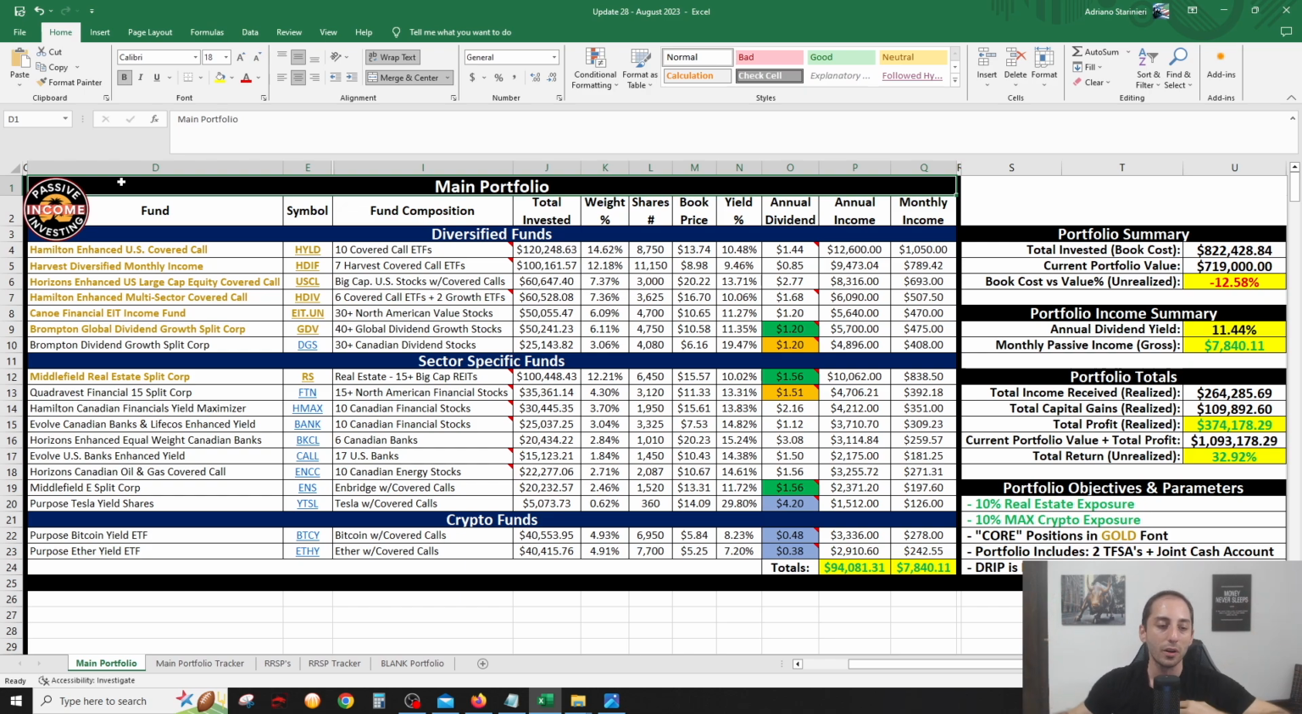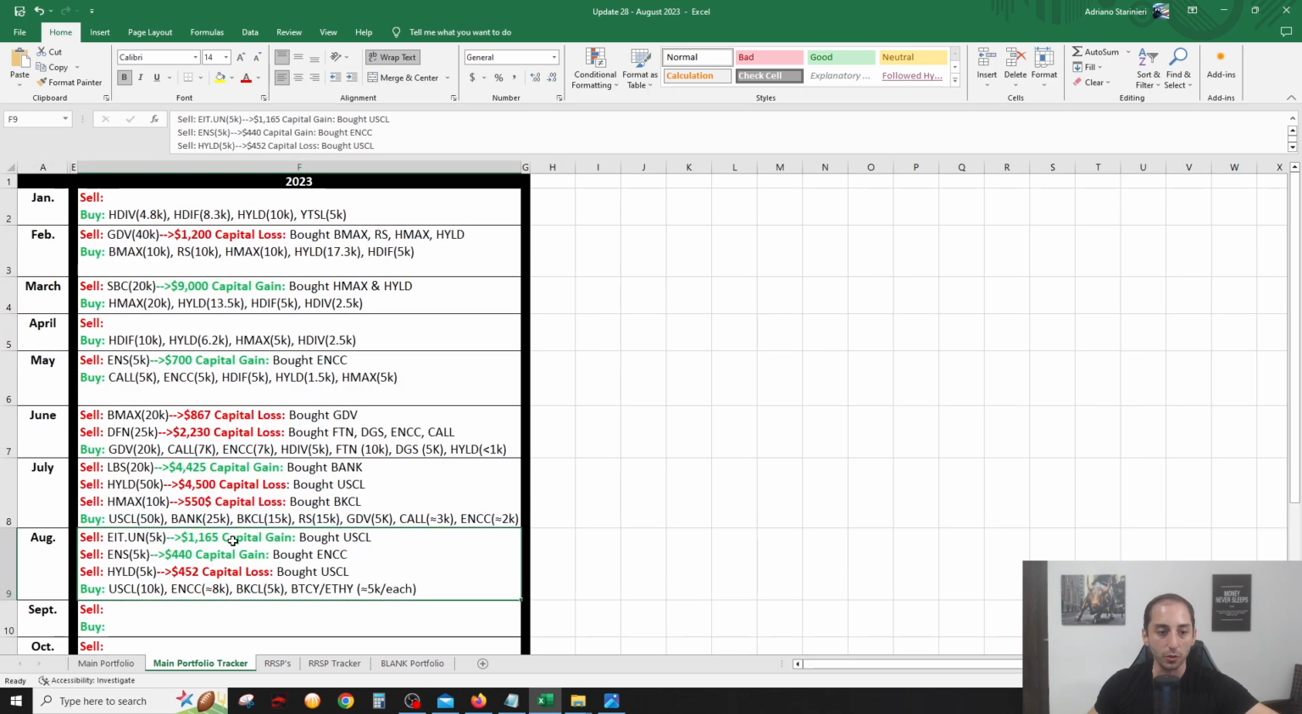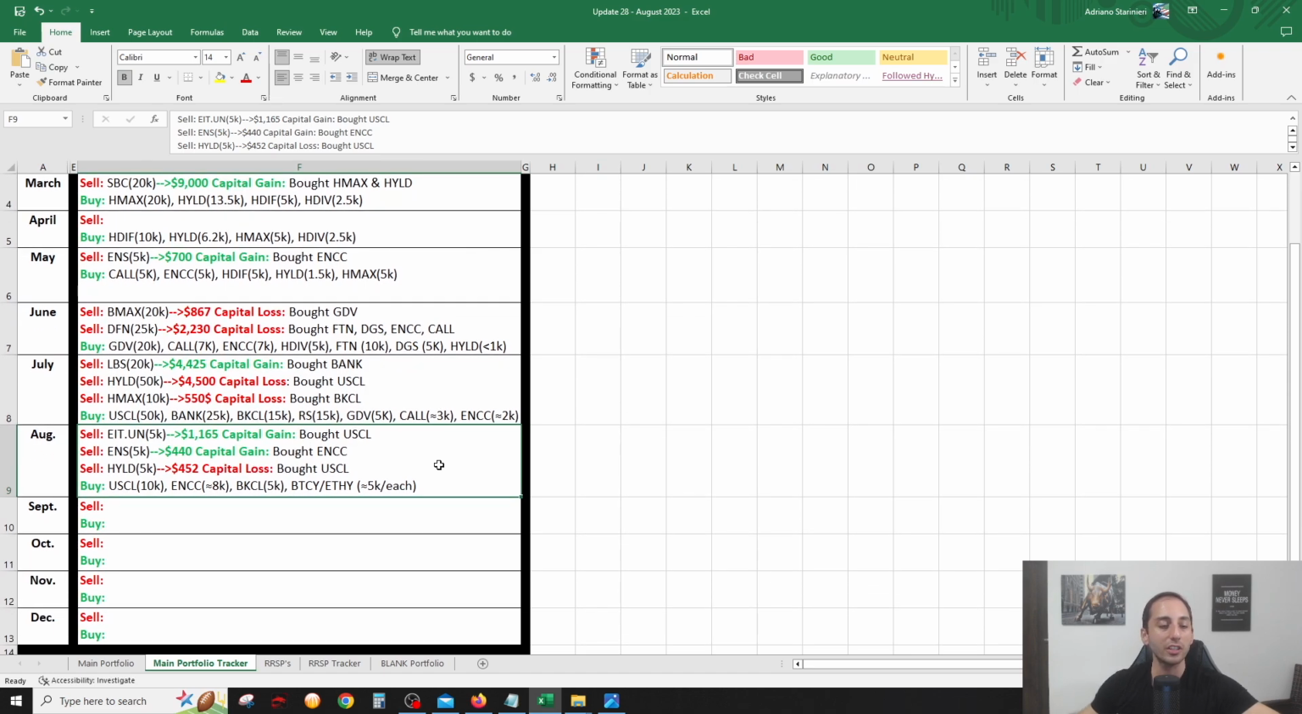So let's go over the changes, or what I have bought or sold in August of 2023. So here are the changes I've done. First of all, I trimmed EIT.UN a little bit. I had it at 55K book price. I just trimmed it to 50 because I said, why not? I made 1100 capital gain. I love EIT, but I absolutely love USCL, and I want to keep adding to USCL here. So I did add $10,000 to USCL in August. So I took a little bit from EIT.